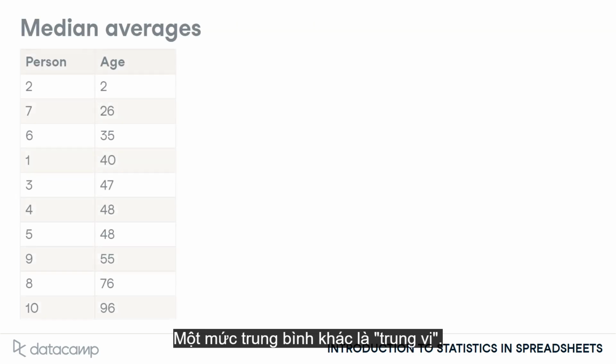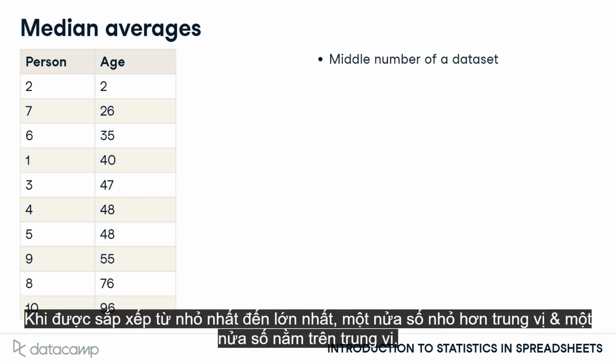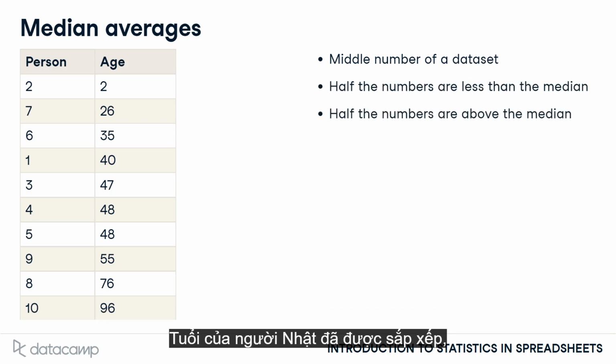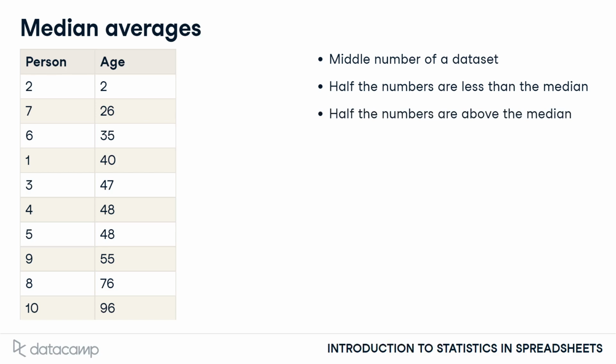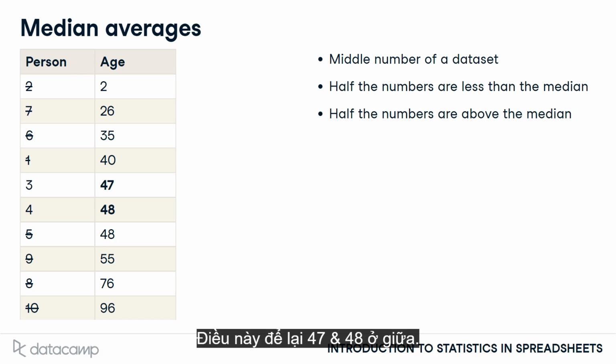Another average is the median. The median is the middle number of a dataset. When sorted from smallest to largest, half the numbers are less than the median and half the numbers are above the median. The Japanese ages have been sorted. And to make it clear, the person column has the top and bottom 4 values crossed off. This leaves 47 and 48 in the middle. The median lies in between 47 and 48, which is 47.5.